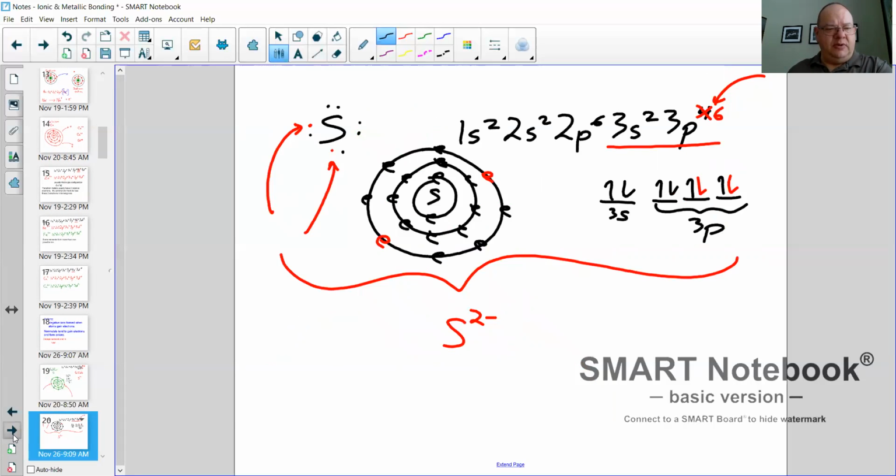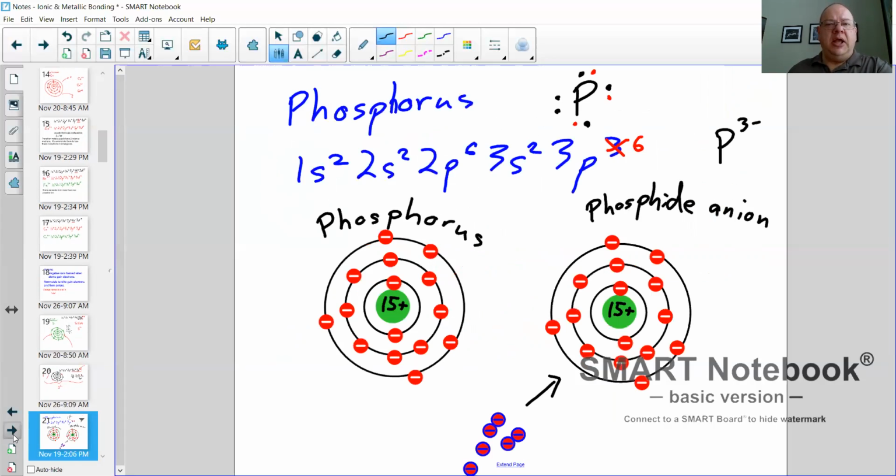Okay, same thing, dealing with sulfur. And here's one more example. Phosphorus. Phosphorus has 5 valence electrons, so imagine phosphorus grabbing hold of 1, 2, 3 more electrons to fill up its outer level. So instead of ending up 3p3, it ends up 3p6. Instead of 5 dots, we now have 8 dots. Phosphide anion.